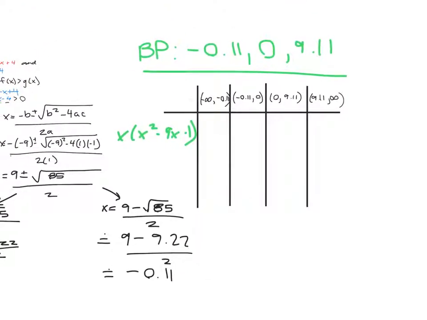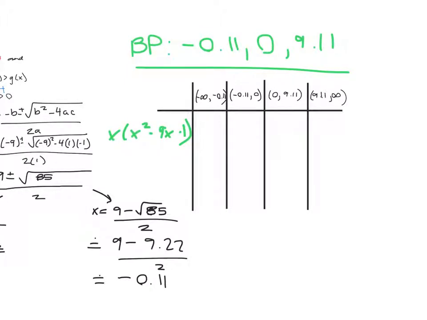All right, now we're going to pick a point or a number from each of these intervals, and we are going to set that into our equation to see if we get a negative or a positive number. So from this negative infinity to negative 0.11, easiest number to pick, negative 1. From negative 0.11 to 0, easiest number to pick is probably negative 0.1. From 0 to 9.11, we're going to choose number 1. And from 9.11 to infinity, we're going to choose 10. Those are super, super easy numbers to work with.